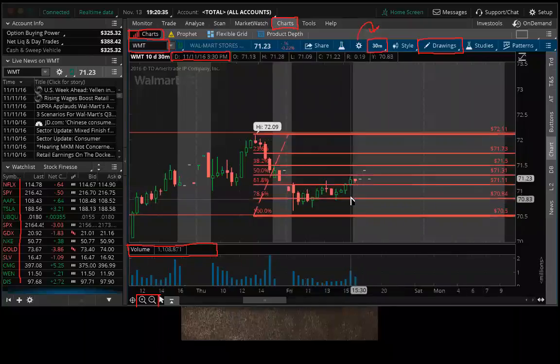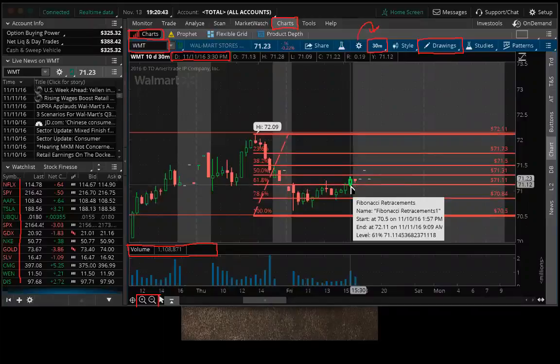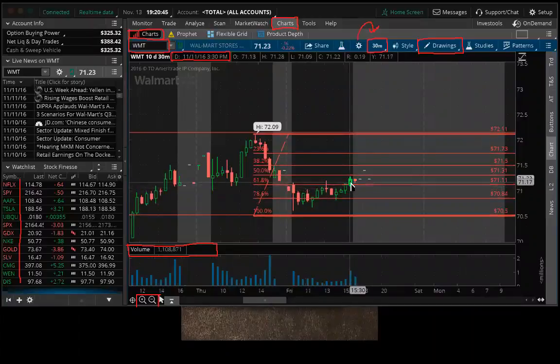So just to make sure, this green one has 492,000 shares traded. This one has 1 million shares traded, but it only went up a little bit because it was barely more buying than selling. Okay, so the volume, the size of the candlestick, and the color all coordinate. So now that we see this, I feel bullish.